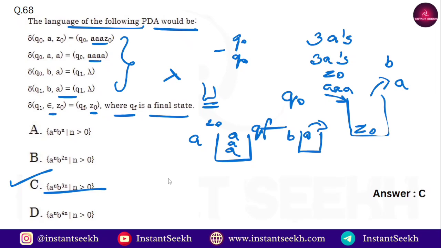Why? Because the PDA starts in state Q0 with Z0, for every A read in state Q0, 3 A's are added, and when it encounters B, it removes A from the stack. So the language accepted by the PDA is A raised to N, B raised to 3N, where N is greater than 0. That is option C, the correct answer for this question. Let's move on to the next.